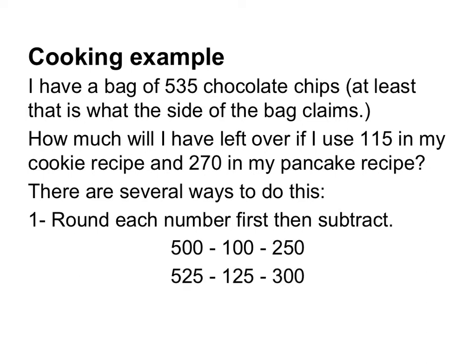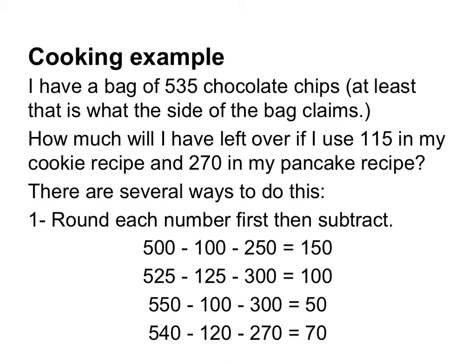Or maybe I round 535 to 525, and I round 115 to 125, and I round 270 to 300. Again, that's fine. So the 25s are nice because they're going to cancel out. So I have 525 minus 125, so the 25s are gone. So now I'm at 400, and I do 400 minus 300, I'm at 100. Or variations of that. Maybe I have 550 chocolate chips, subtract 100, subtract 300. Or I have 540 chocolate chips, minus 120, minus 270.